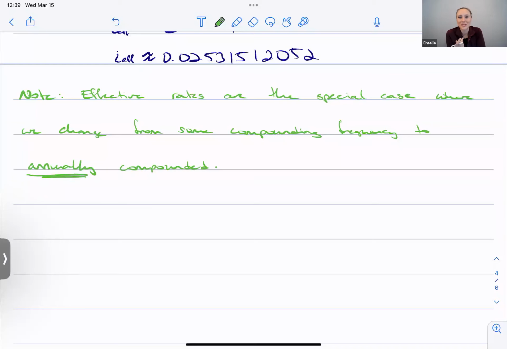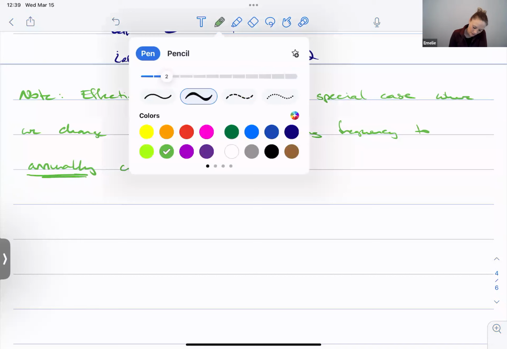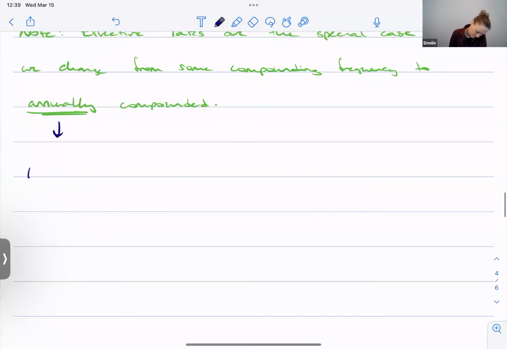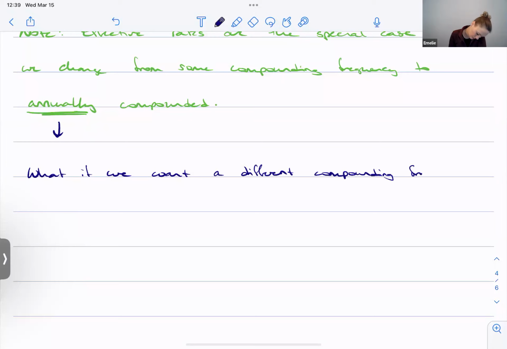What if we want to do something other than annually compounded, like in that initial example where I introduced why we're about to work with all these interest rates? What if we want some other compounding frequency, some other than f equals 1? What if we want a different compounding frequency? Then what?